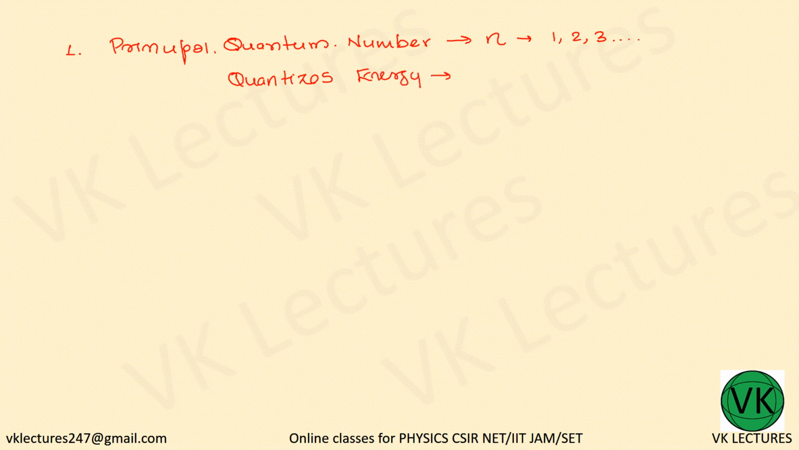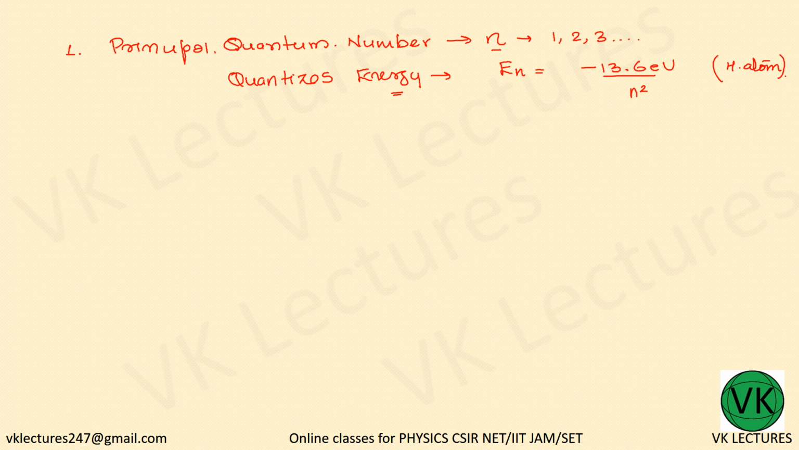and how is it being quantized? Energy En is equal to minus 13.6 electron volt by n square. This is for the hydrogen atom. So the principal quantum number n, which has the value 1, 2, 3, etc., quantizes energy, and this is the formula.